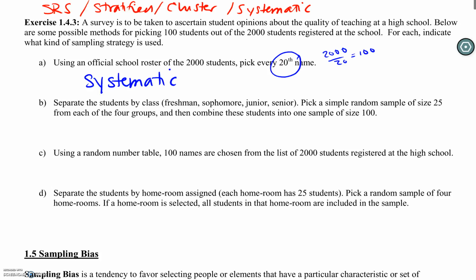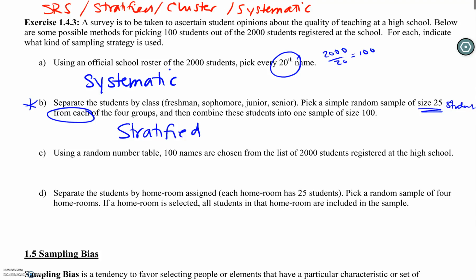Separating students by class and then taking a sample from each of those groups. Here we have that sample from each of the groups, and we're sampling. These samples are students, right? So this is our stratified. Again, this is going to be one of the biggest problems on the test, telling stratified and cluster apart.